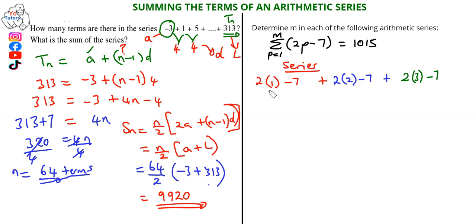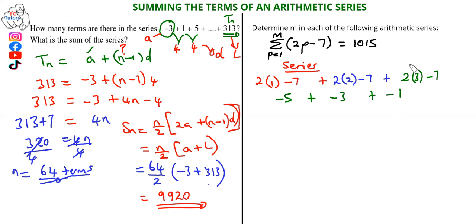Now, what are we going to have here? In the first term, 2 minus 7 gives us negative 5, plus. Then here, 2 times 2 is 4, and 4 minus 7 gives us negative 3. Then here, 6 minus 7 gives us negative 1. Can you see what we're having here?